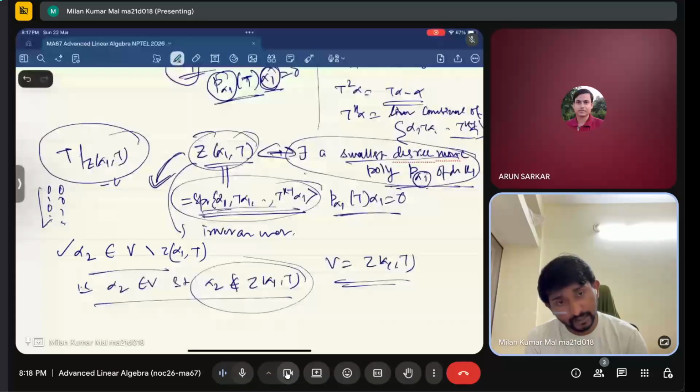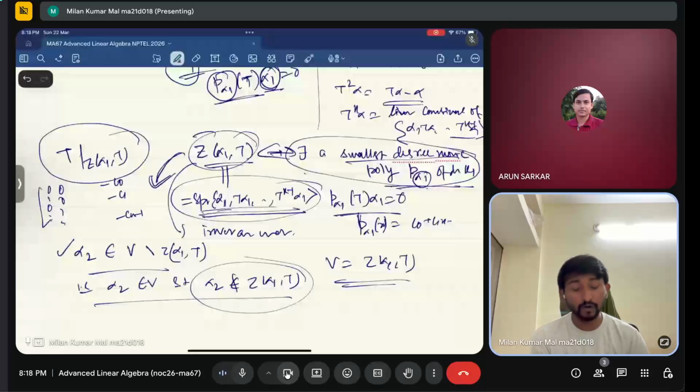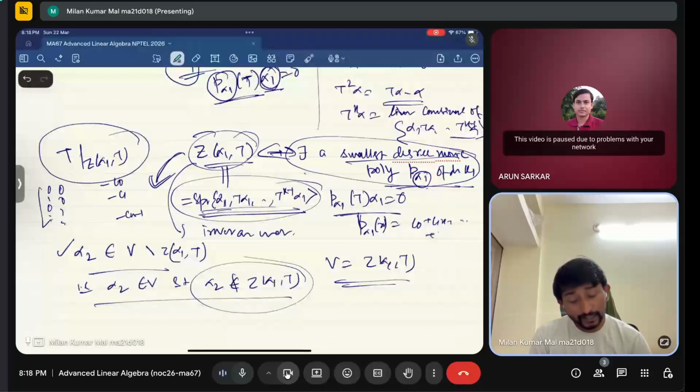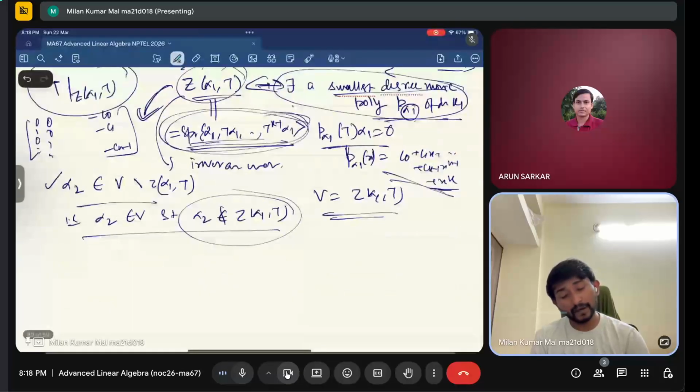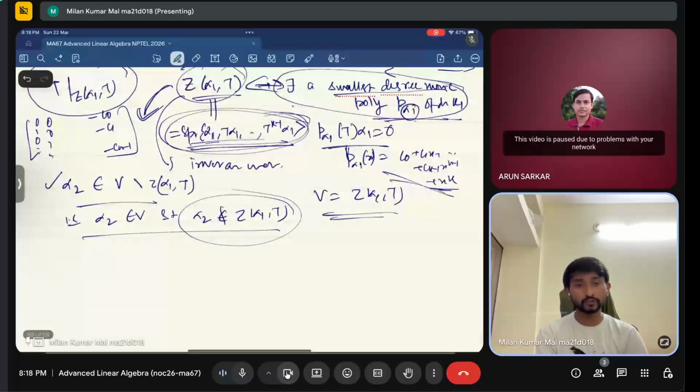Then there must exist a basis, and that basis is literally this one, alpha 1, T alpha 1, T square alpha 1, up to T to the power k minus 1 alpha 1, for which the matrix is like this, that is the companion matrix. So in that case, the matrix representation of the restriction on V, or Z(alpha 1, T), whatever, this is the same. If I assume there exists a basis, the matrix representation will be the companion matrix. This is called the companion matrix: minus C0, minus C1, all the way minus Ck minus 1. These C's are from this polynomial, and this is the annihilator polynomial corresponding to alpha 1.